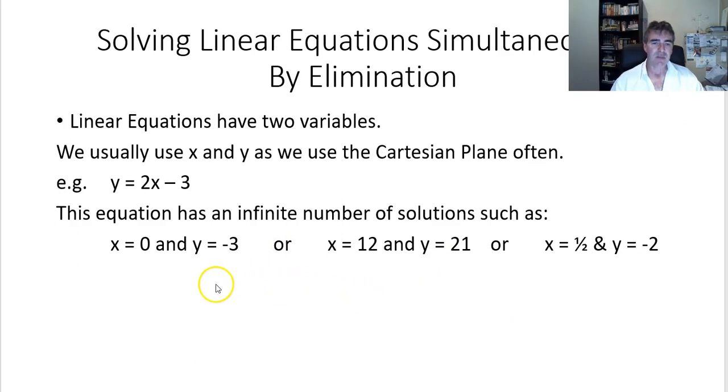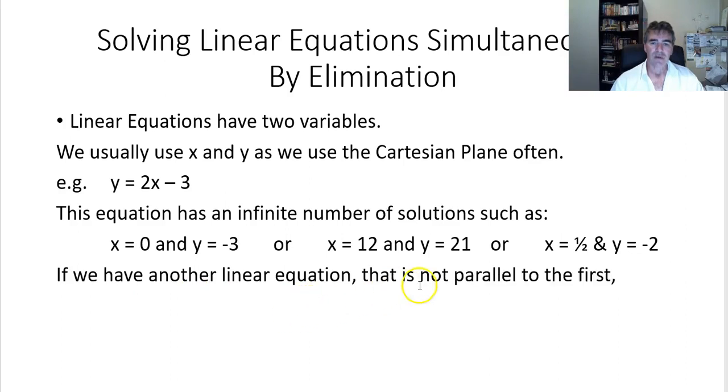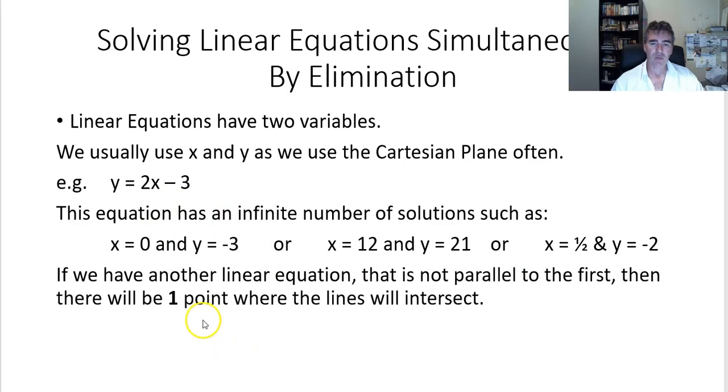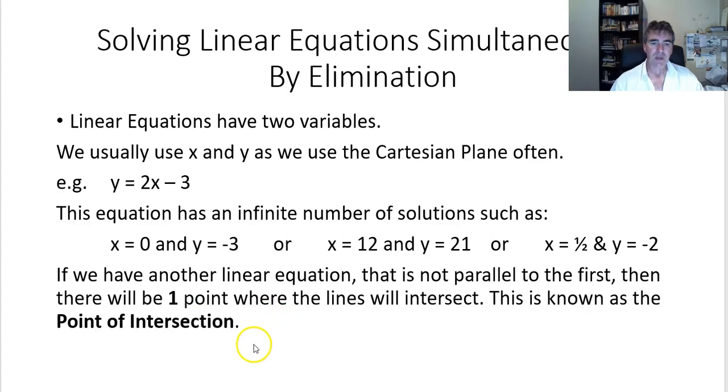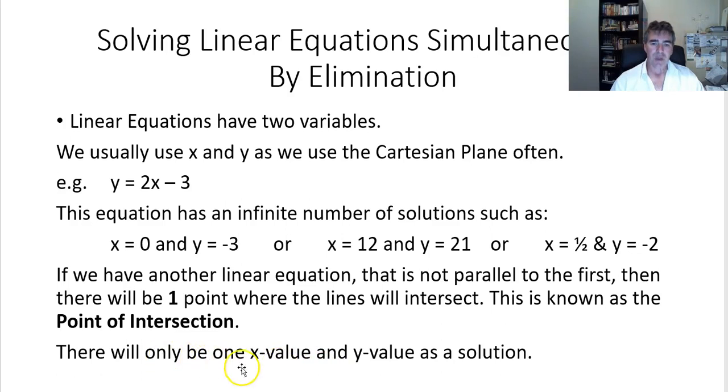There is actually an infinite number there, but we're going to have a look at when we have a second linear function, what happens then. So a second one, if it's not parallel to the first one, then those two functions will have one point where those lines would actually intersect. Now that's known as the point of intersection. So there will only be one x value and one y value as the solution to a pair of simultaneous equations.